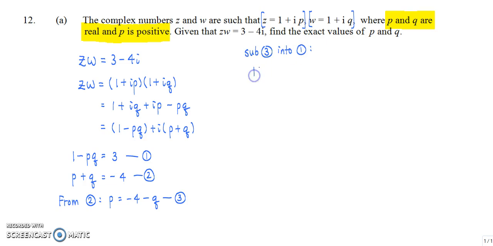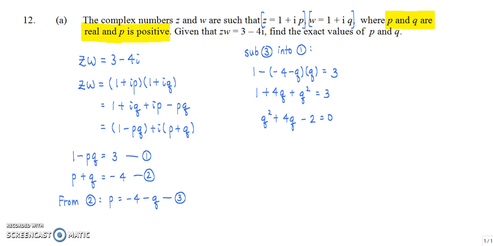So your equation 1 now says 1 minus p times q, so 1 minus negative 4 minus q, times q, equals 3. It is clear to us that we are soon coming to a quadratic equation. So we expand. We get 1 plus 4q plus q squared equals 3, which then simplifies to q squared plus 4q minus 2 equals 0.